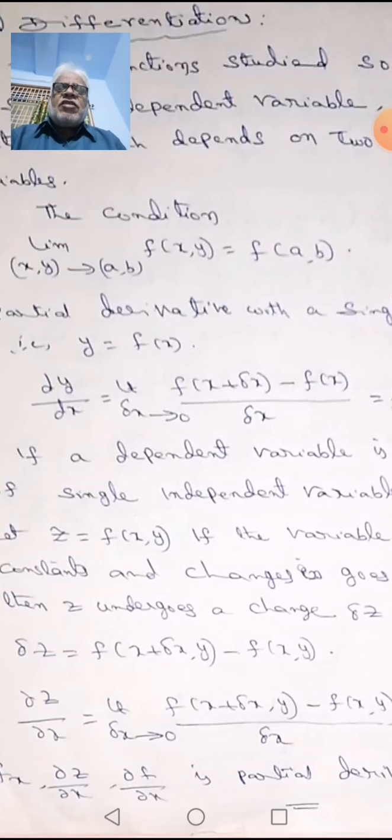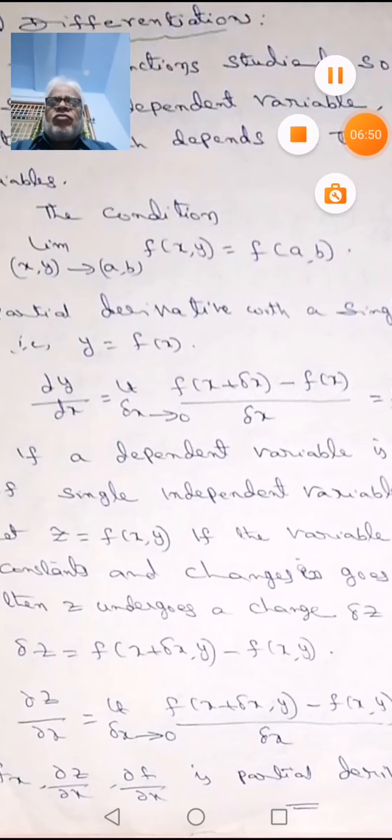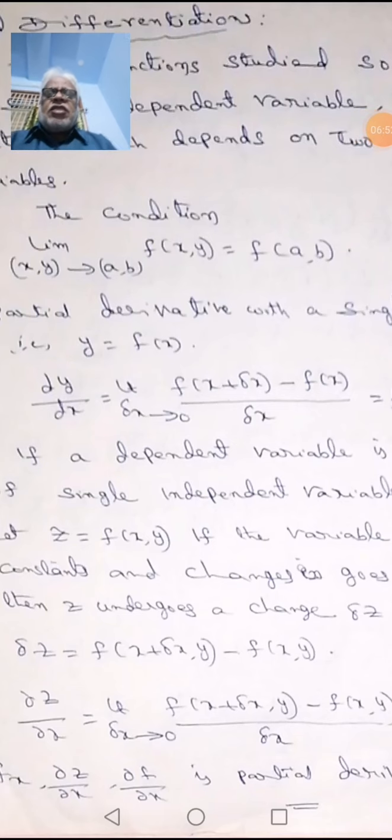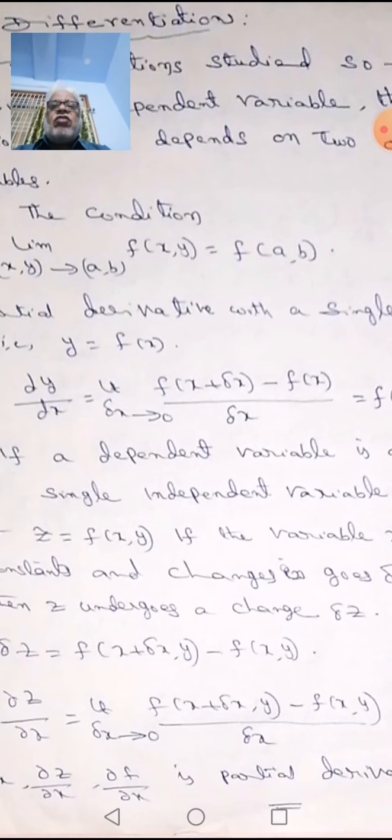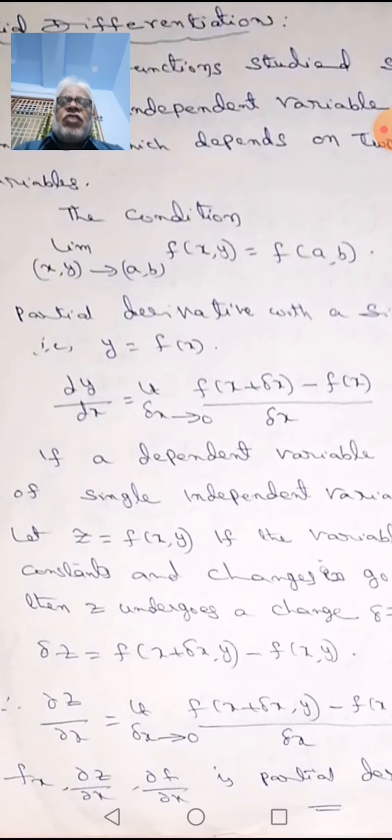Suppose the function is y is equal to f(x), and the increment in x is x plus delta x. Then what is dy by dx? Dy by dx is the limit as delta x tends to 0 of [f(x plus delta x) minus f(x)] by delta x, which is equal to f dash of x. This is the first derivative, the differentiation, where the function given is y is equal to f(x).